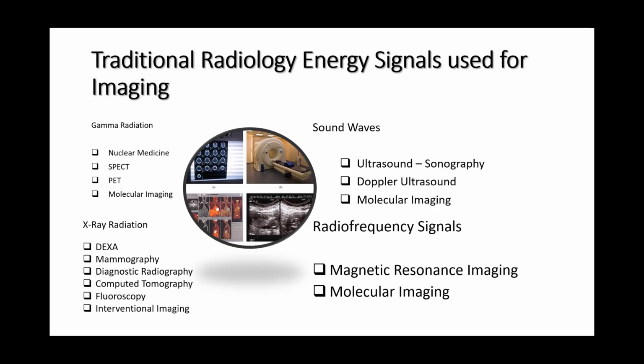Gamma radiation is used in nuclear medicine, SPECT, and positron emission tomography, and molecular imaging, and this is an ionizing radiation. Sound waves are used for sonography, Doppler ultrasound, and molecular imaging. This is non-ionizing radiation. Radiofrequency signals come from magnetic resonance imaging and molecular imaging. And these, again, are non-ionizing.